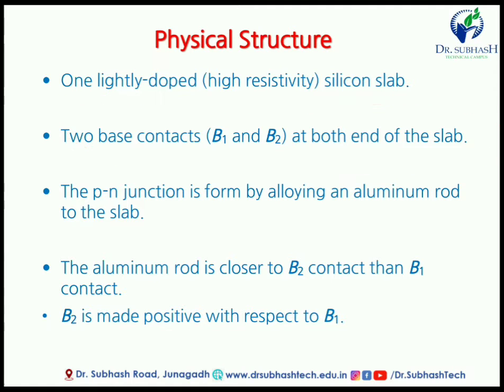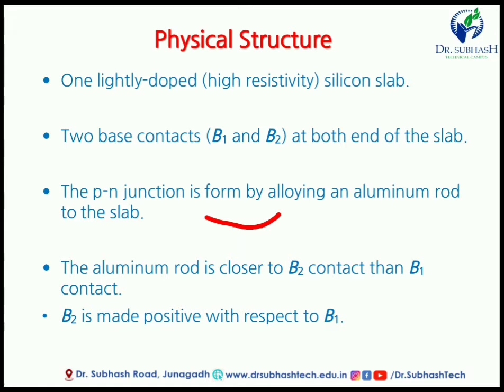Here is one slab, and the two ends are known as B1 and B2, so it is a two-base device. The PN junction is formed by alloying an aluminum rod to the slab. Doping is most important here. Doping means adding some impurity to pure silicon, pure germanium or another pure semiconductor material.